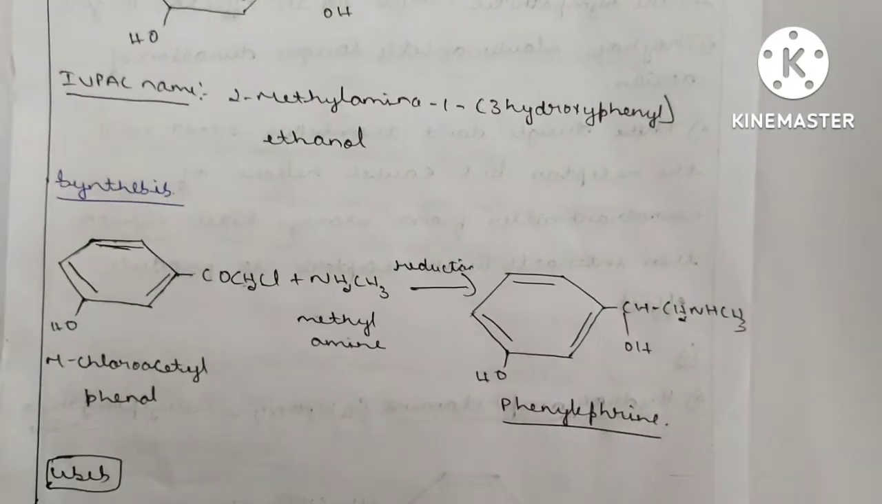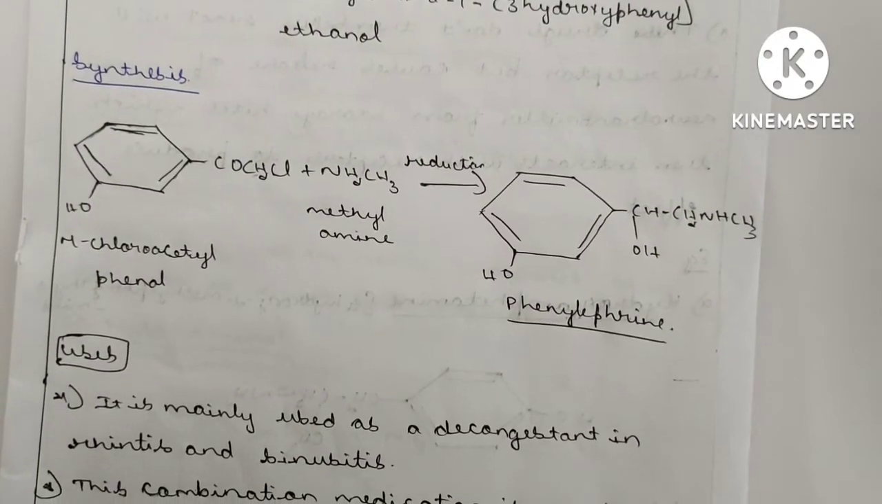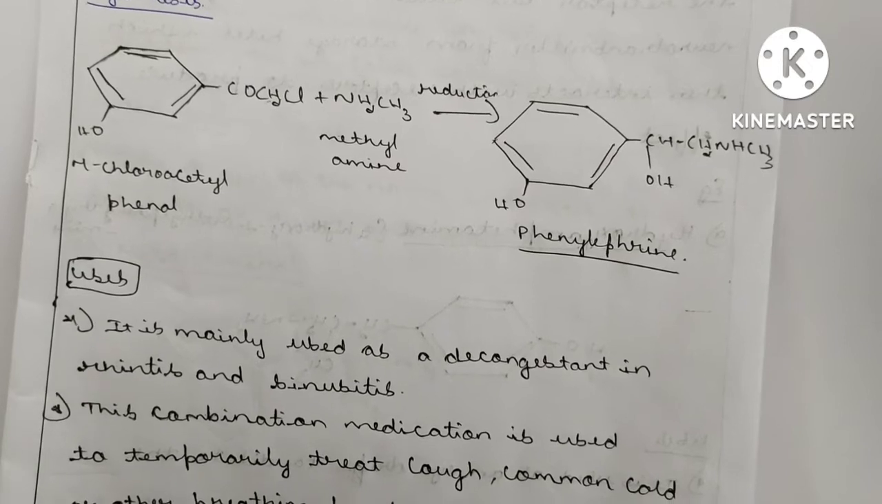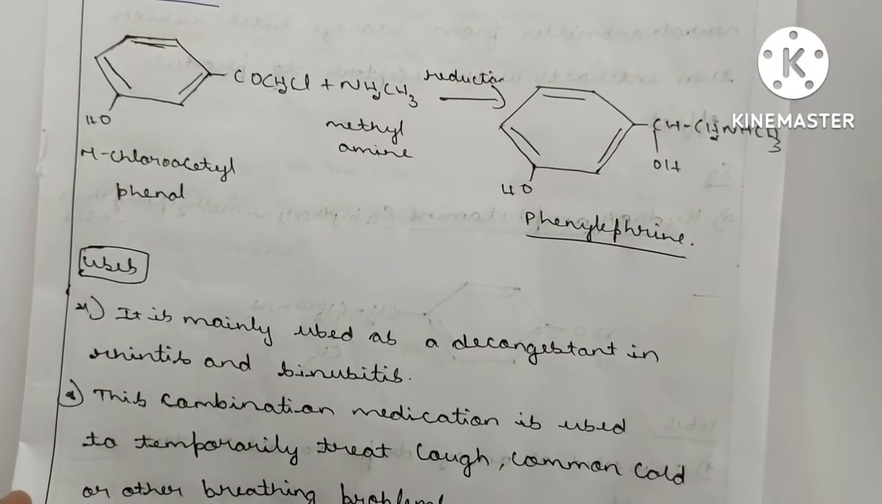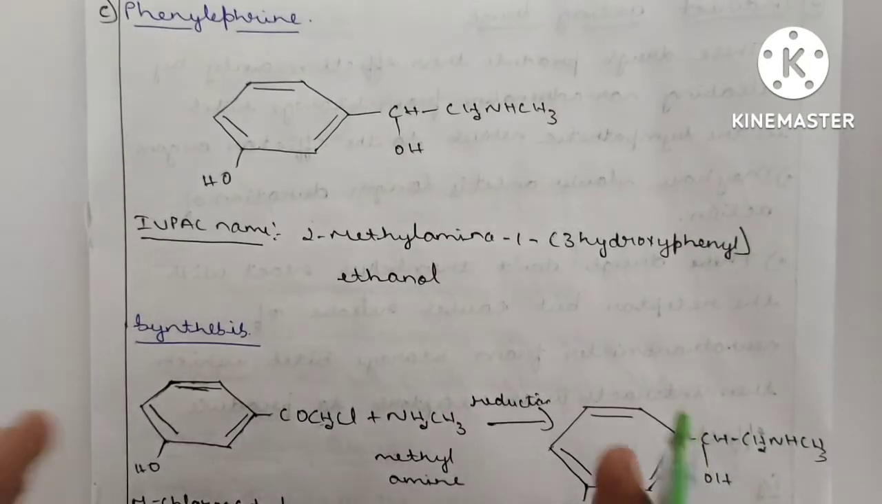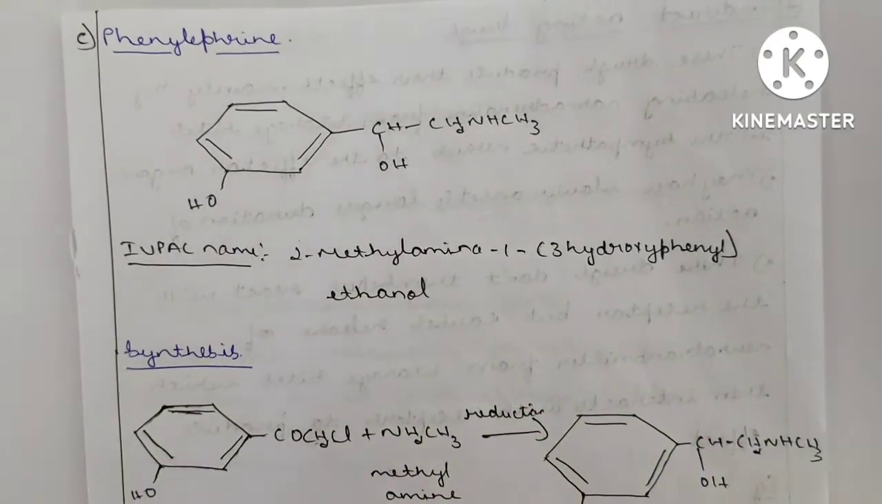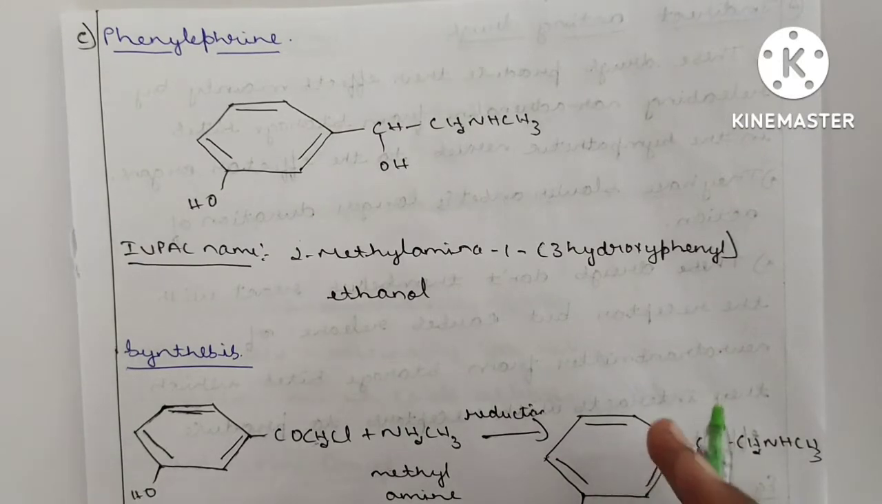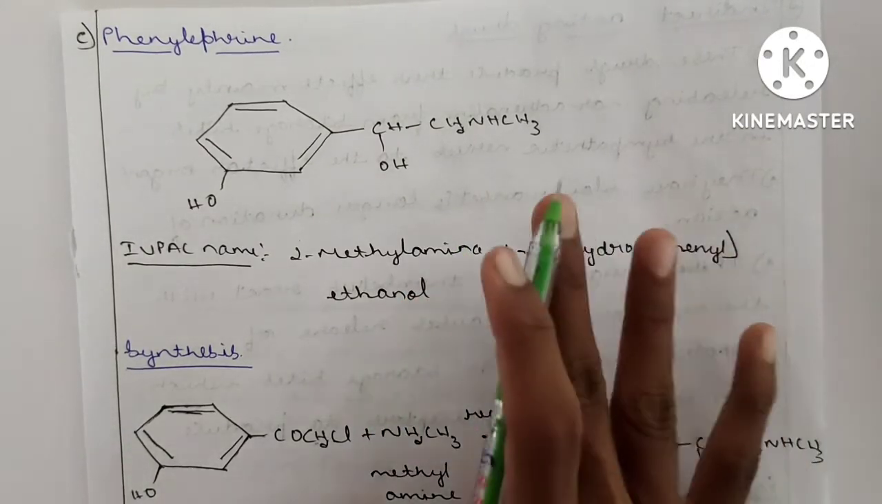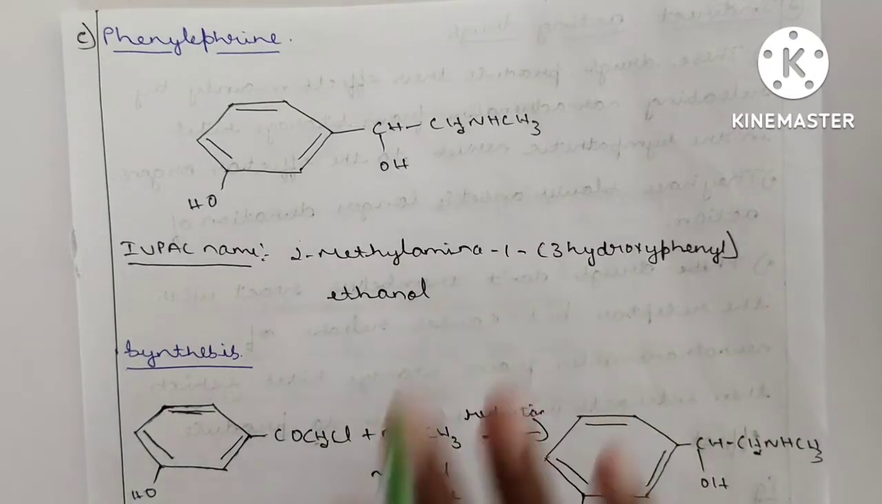Uses: this is mainly used as a decongestant in rhinitis and sinusitis, means congestion problems. This combination medication is used to temporarily treat cough, common cold or other breathing problems. It is in combination with drugs like paracetamol and chlorpheniramine, in combined drugs like Synarest. If you look at Synarest, you will find phenylephrine and paracetamol. Phenylephrine is combined with those drugs to increase the action, and it also reduces cough, cold and allergic conditions.